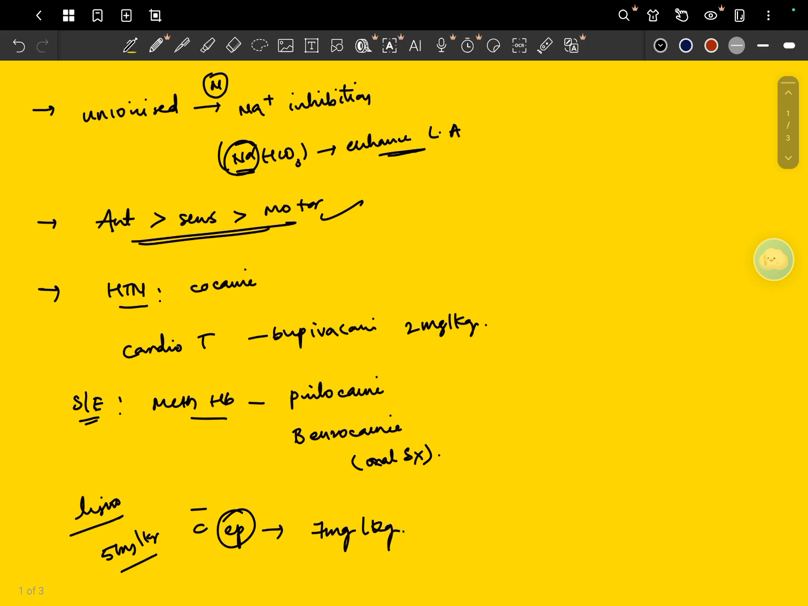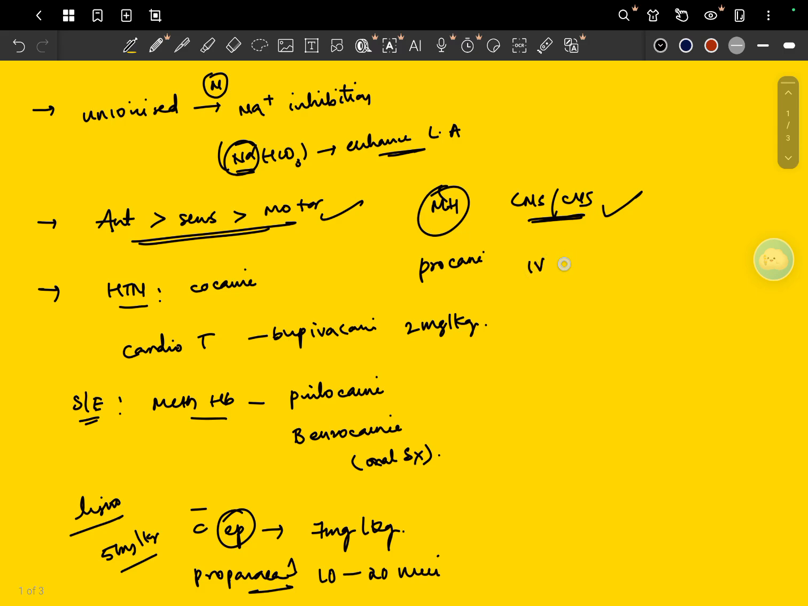And coming to proparacaine, it has 10 to 20 minutes of action. Then the safest in malignant hyperthermia will be procaine, and CNS and CVS toxicity is seen with local anesthetics. And the routes that are safer will include IV, intratracheal, intercostal, then caudal or epidural, and finally brachial. So this is what you have to remember about local anesthetics.